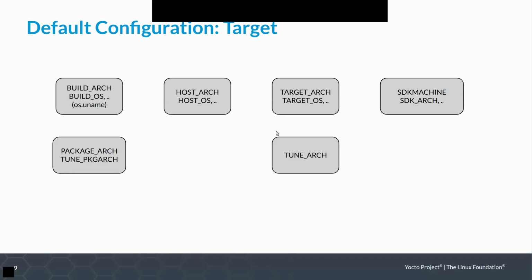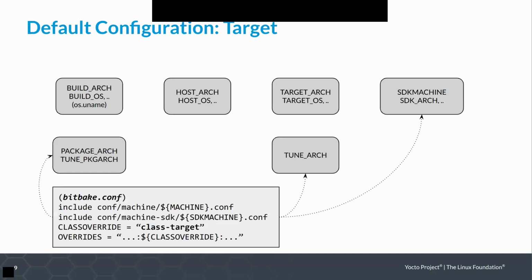So now we will go step by step into the different types: native, cross, native, and Canadian, and see how all of these elements are related based on the type. Of course, all of these elements are just variables that have default values set by bitbake.conf. For example, bitbake.conf includes your machine configuration or SDK machine. Also, it sets your class variant to class-target. This is a default configuration.